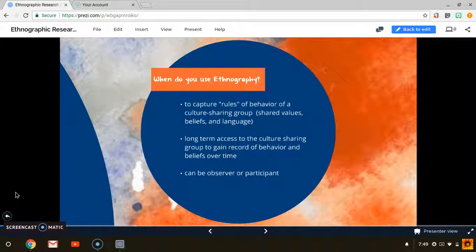So, when do you use ethnography? As mentioned, we use ethnography to capture the rules and patterns of behavior of the culture sharing group. These behaviors are typically ones that have developed over a period of time. You can utilize ethnographic design when it's possible to have long-term access to the culture sharing group. In order to gain a deep understanding of the culture, ethnographers must spend an adequate amount of time with the participants and can either be an observer or a participant in the group to gain this information.